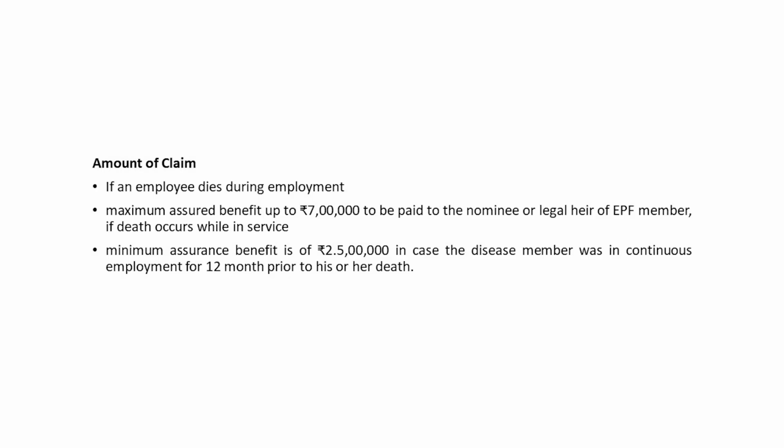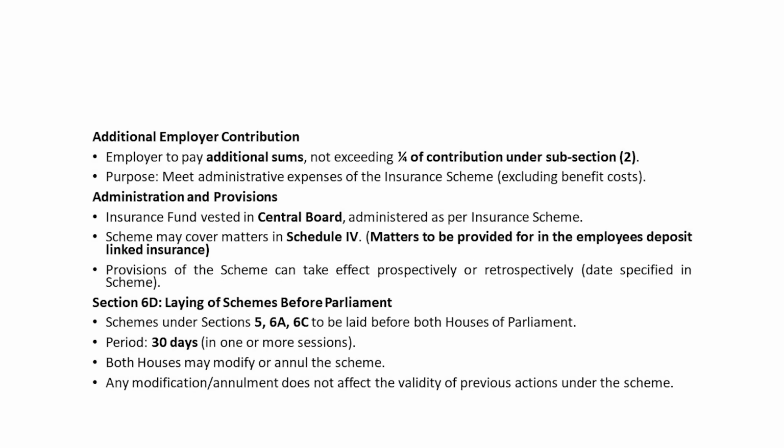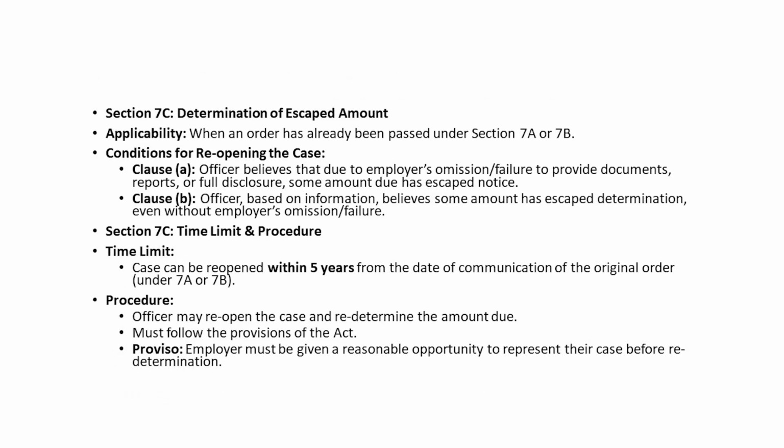But the minimum assurance benefit of 2.5 lakhs can be given in case the deceased member was in continuous employment for the 12 months prior to his or her death, because the person was working for less time, only the last 12 months. In that case, the minimum amount of 2.5 lakhs has to be given to the deceased member's family. If someone is not making the compliance for this scheme, then the employer can be held liable under this act. So penalties have been fixed here in section 14.